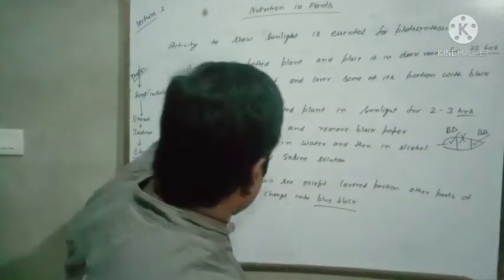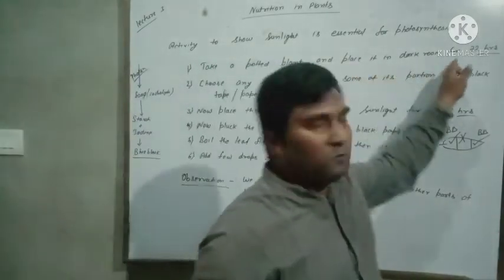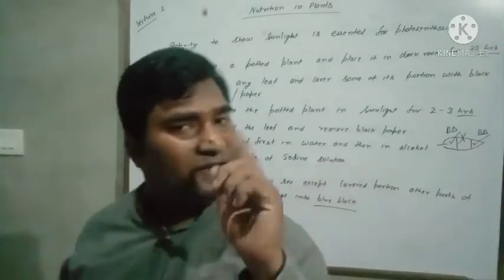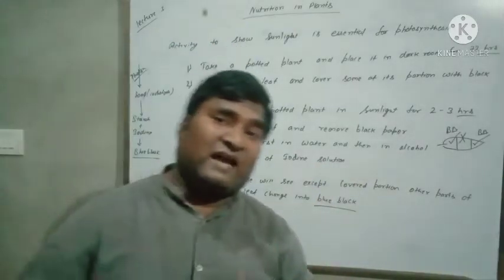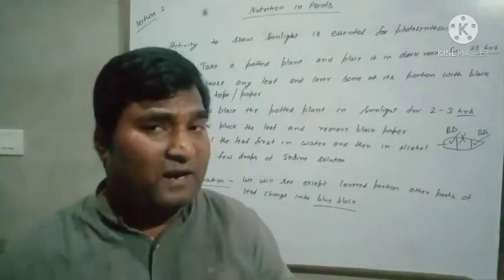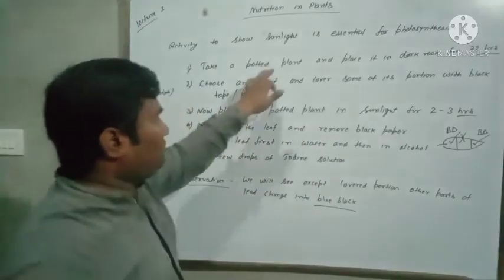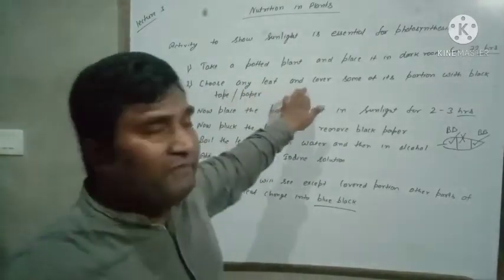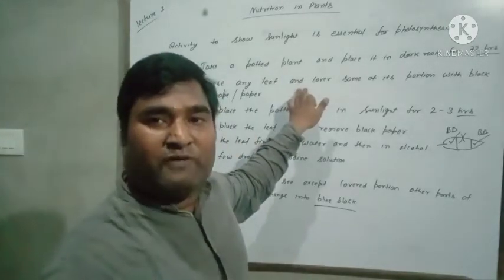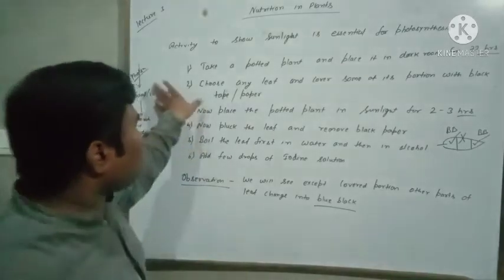Why? Once again we will go from here. Take a potted plant, place in the dark room. When we have placed the plant in dark room for 72 hours, at that time the starch which was present in the plant or the leaf is used up. Okay, so there is no starch in the leaf. Then we have covered one of its portion and placed in the sunlight.